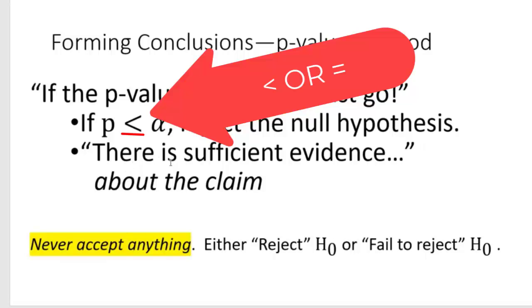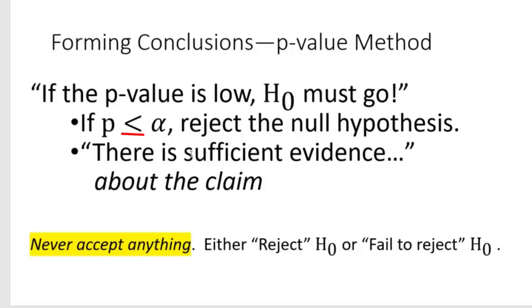And again, just like before, we will either say there is sufficient evidence or there's not sufficient evidence, but the evidence always tells us something about the claim. And just like before, we're never going to accept; we either reject the null or fail to reject the null.